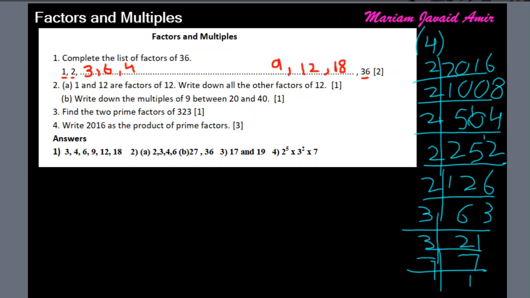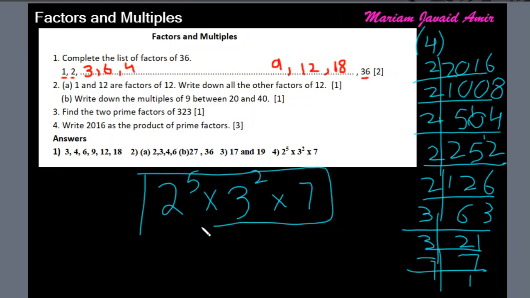Now we have to write this in a proper form. We have 5 twos times 2 threes times 7. So we write 2 power 5 times 3 squared times 7, which is the answer for question 4.